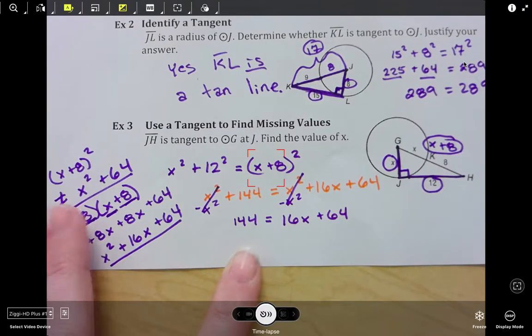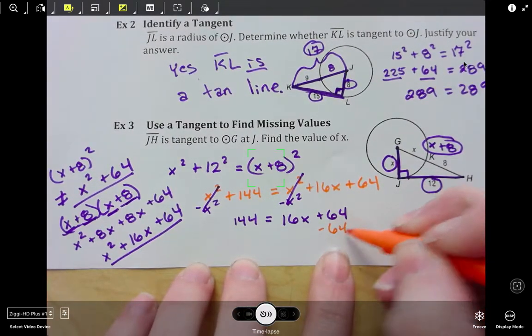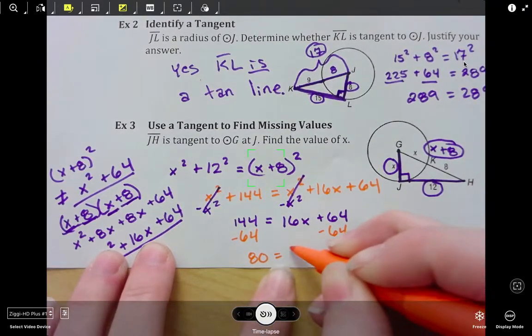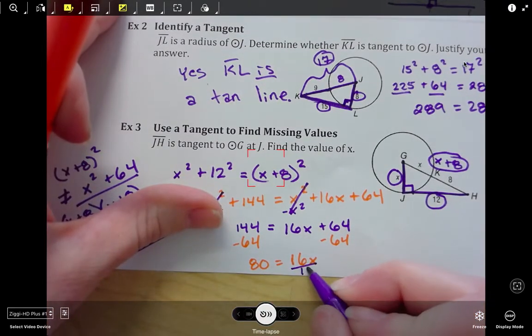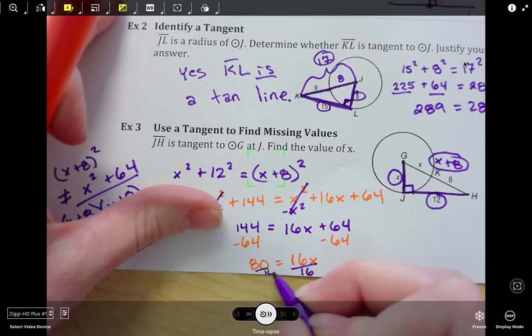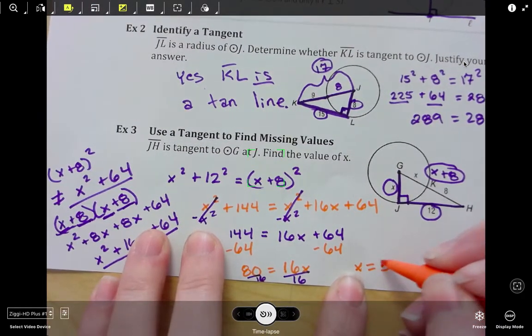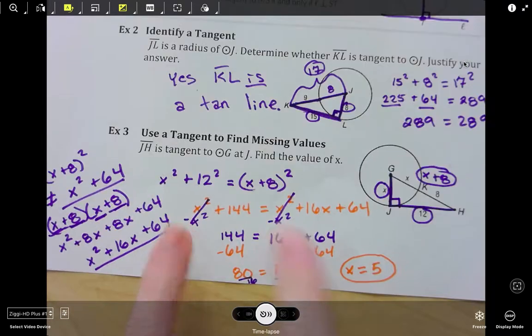And all I have to do is solve for x. So I'm going to bump this 64 to the other side. I'm going to subtract 64. So I've got 80 equals 16x. And then I just divide by 16. Yeah, ran out of room. 80 divided by 16 actually does come out really nicely. It is 5. Okay, so it was kind of a lot of work, but it does come out really, really nice in the end. And with those x squareds canceling out, that makes it really, really super nice.